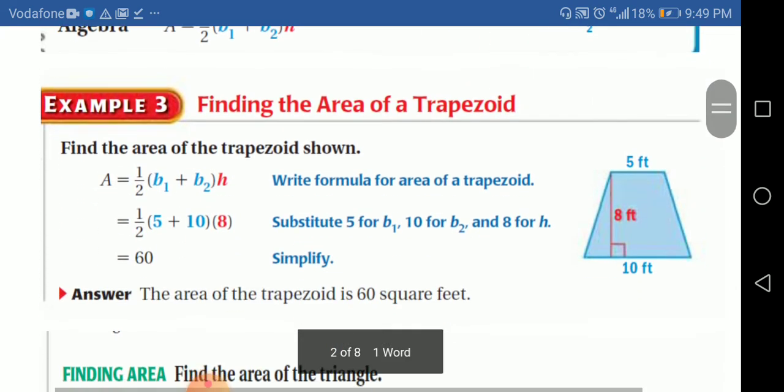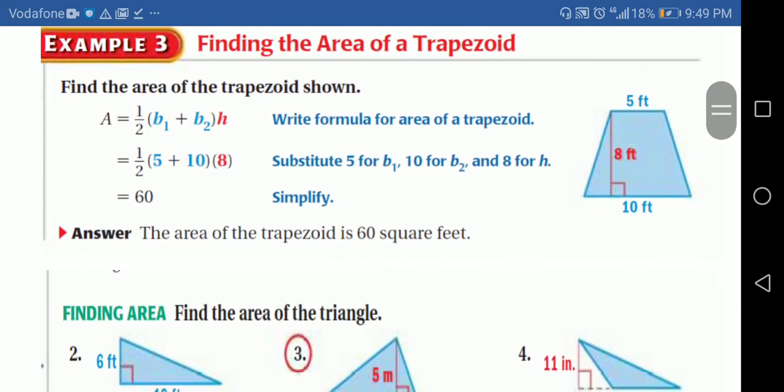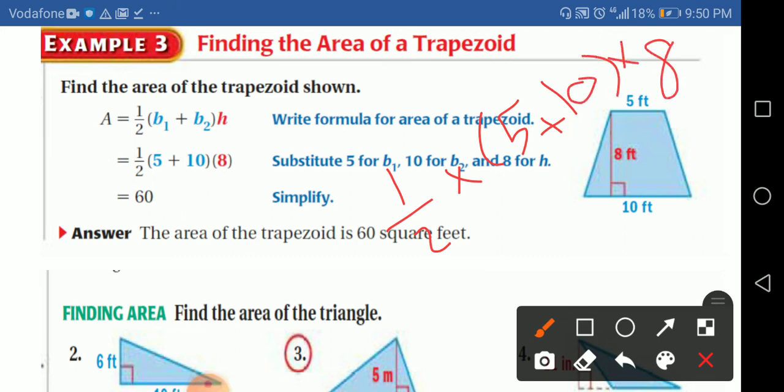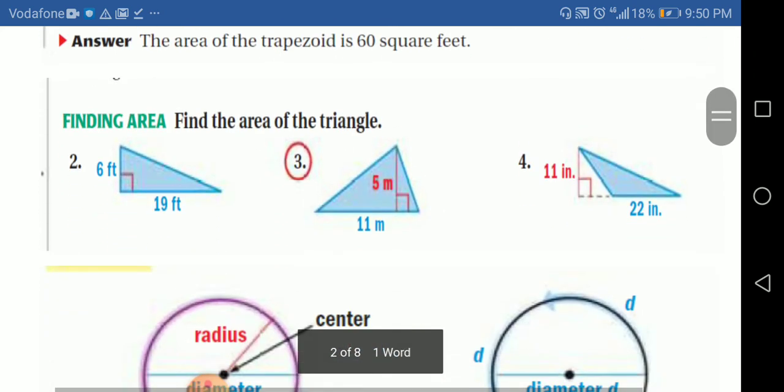So if I have this problem, it's a very easy one. Half multiplied by base 1 plus base 2, right? Bravo, times the height, which is 8. Is it easy? I think it is. So I have 15 times 8 times half. It means divided by 2.